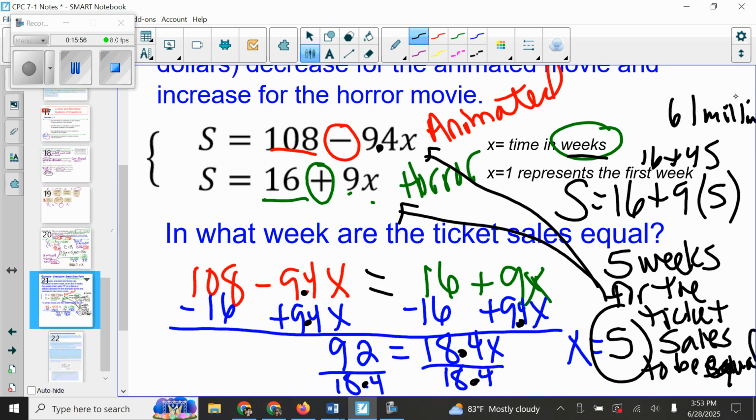So after 5 weeks, the horror film would be making more, and before 5 weeks, the animated film was actually making more. So lots of cool things you can do with systems of equations. All right, so that's just a little bit of a taste of what you can do with systems in terms of real life application. We'll be looking a lot more as the chapter goes on.